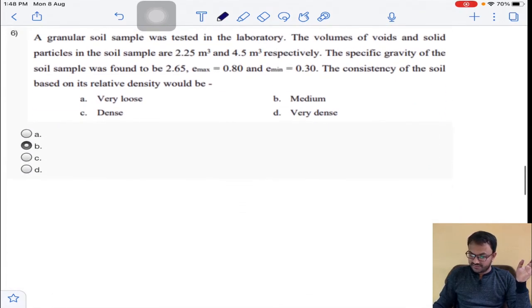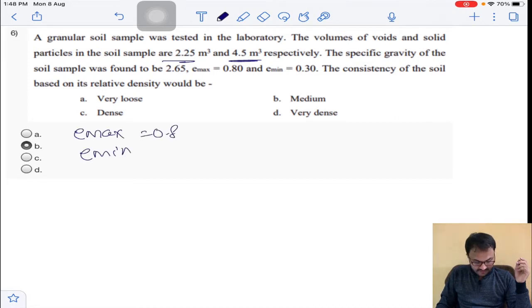And coming to next. A granular soil sample was tested in the laboratory. The volumes of the voids and solid particles are 2.25 and 4.5 respectively. The specific gravity of the soil sample was found to be 2.65. E max is given as 0.8, E min is 0.3. What would be the relative density, and the consistency of the soil based on relative density?